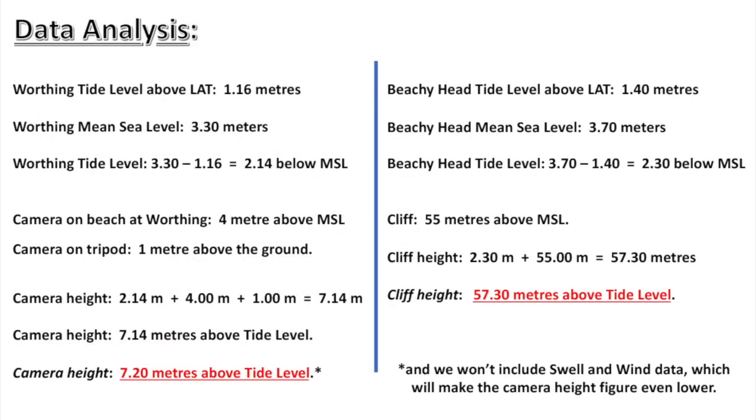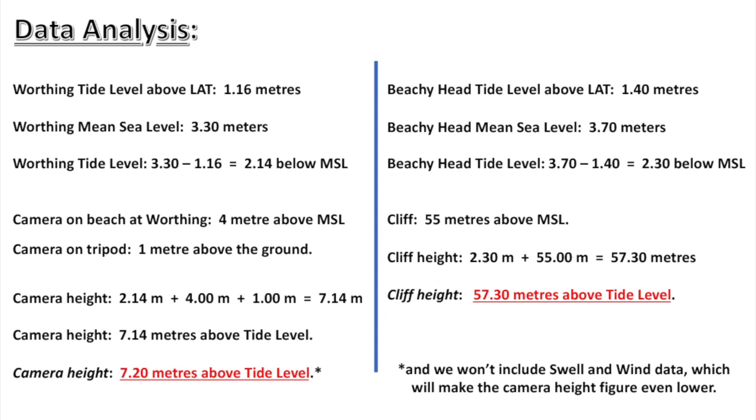Data analysis. Worthing tide level above LAT 1.16 meters. Worthing mean sea level 3.30 meters. Worthing tide level 3.30 minus 1.16 equals 2.14 below mean sea level. Camera on beach at Worthing 4 meters above mean sea level. Camera on tripod 1 meter above the ground. Camera height 2.14 meters plus 4 meters plus 1 meter equals 7.14 meters. Camera height is 7.14 meters above the tide level. Camera height 7.2 meters above the tide level.